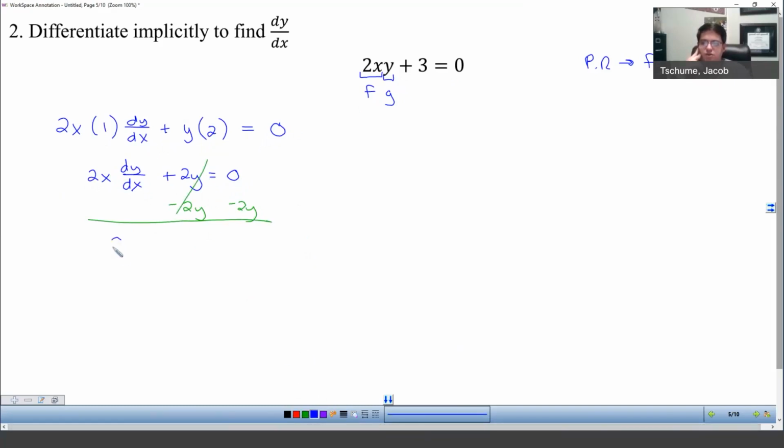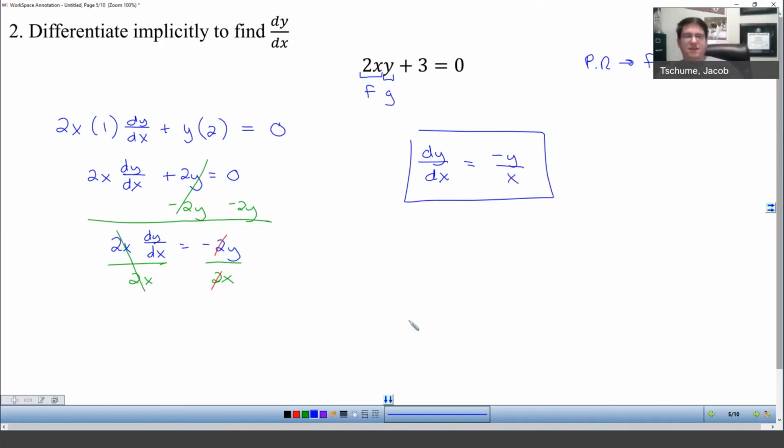This is going to give me 2x times dy dx is equal to negative 2y. And then if I divide both sides by 2x, this cancels. And what you will notice is that sometimes when we do these implicit derivatives, some terms cancel. So when you have negative 2y divided by 2x, I notice that these 2's will cancel, which leaves me with a final derivative of just negative y divided by x. So dy dx in this problem is negative y divided by x.